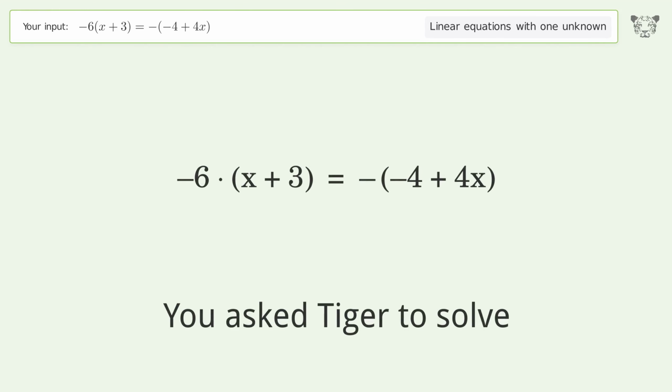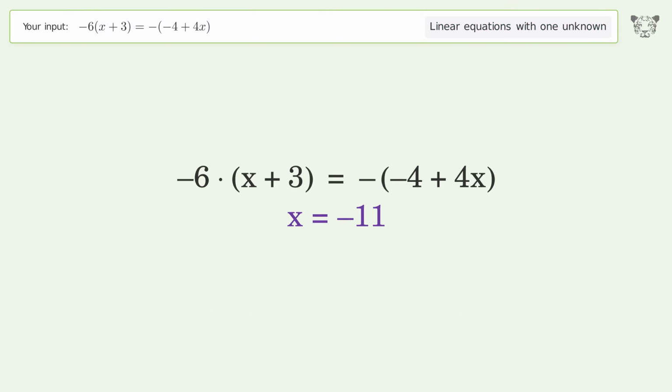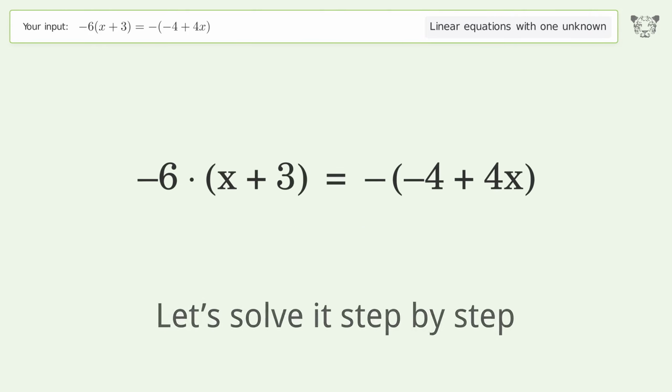You ask Tiger to solve. This deals with linear equations with one unknown. The final result is x equals -11. Let's solve it step by step.